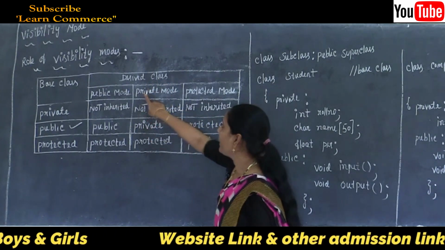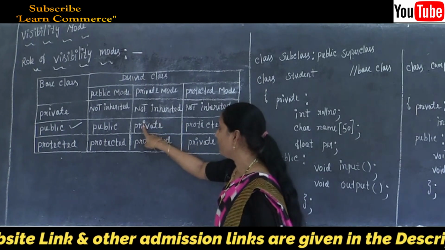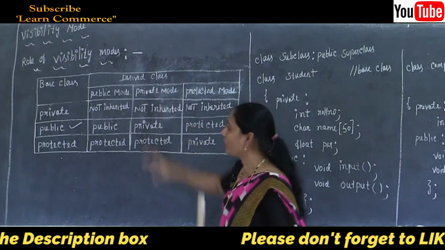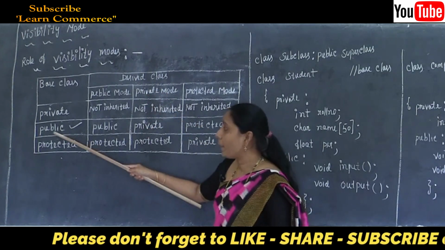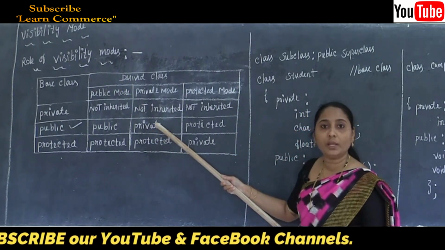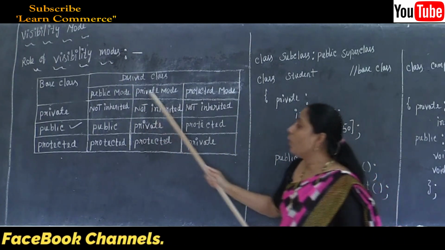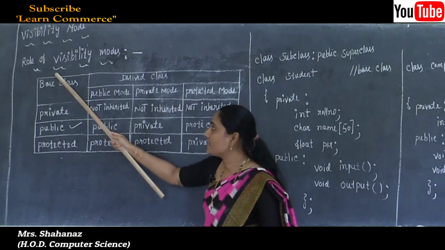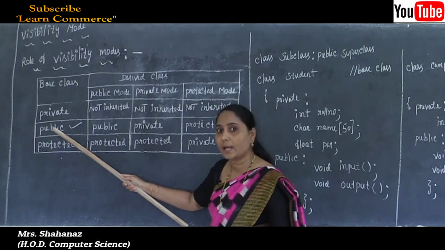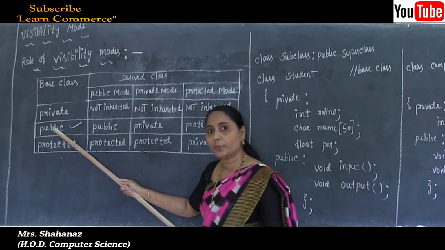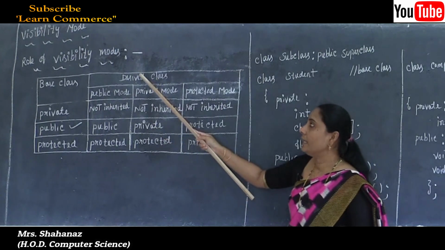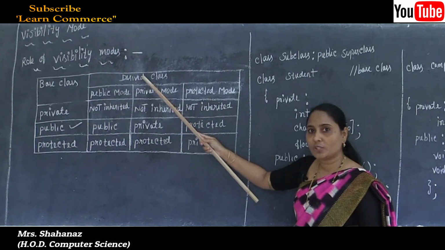Clear this point? The private mode, not inherited, private and the protected. Now I am going to complete this second column information. So we can say that the public member of the base class becomes the private member of the derived class. Clear this point here? What are the members in the base class public side? Such members are possible to shift to the private side of the derived class. Clear this point? It is possible to shift.